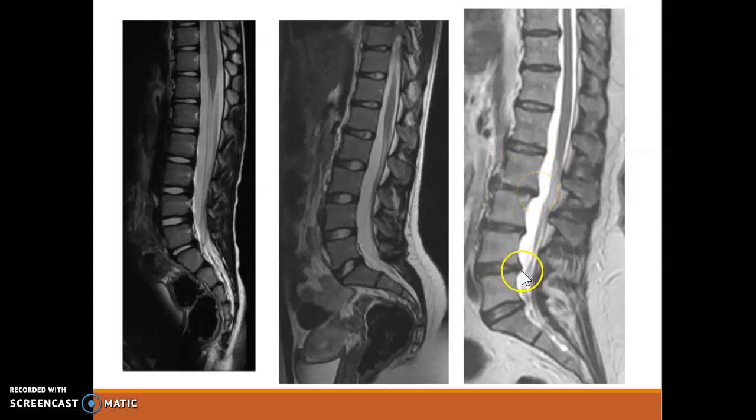And again, you're looking at these bulges here, bulges of the discs posteriorly into the spinal canal. And again here, this looks nice and flat. There's no disc bulging here.